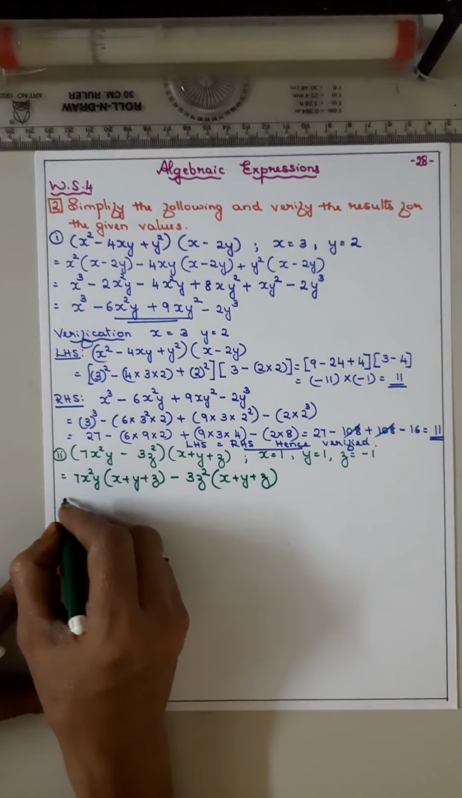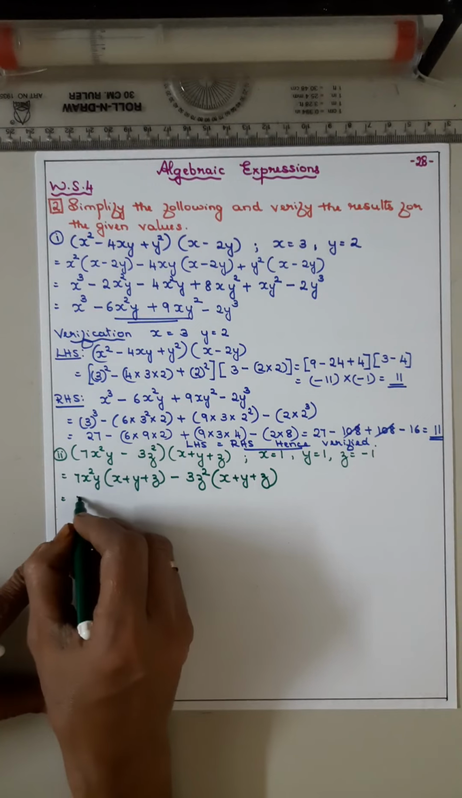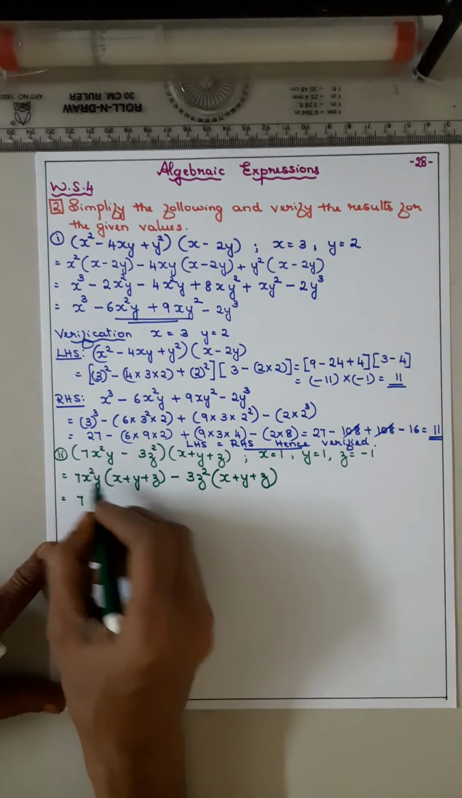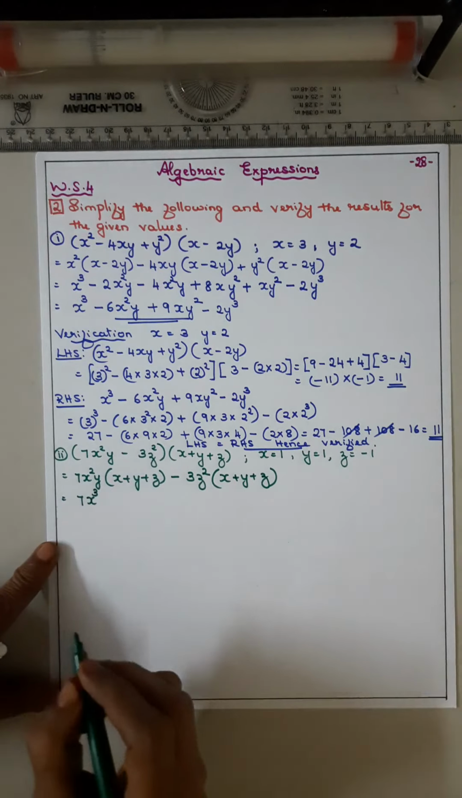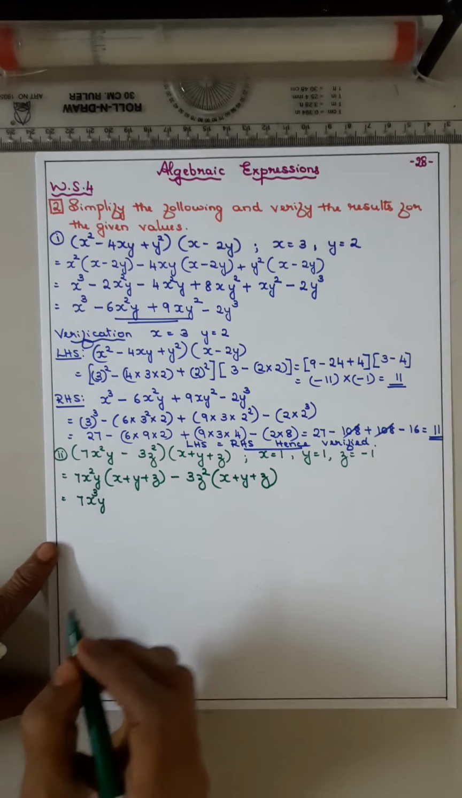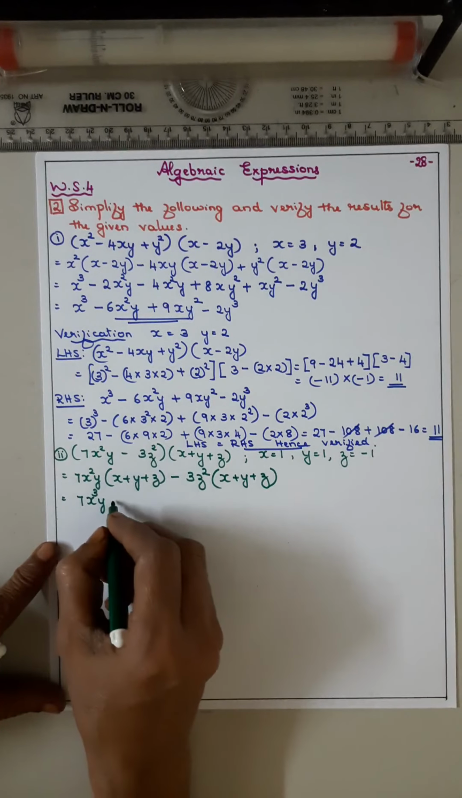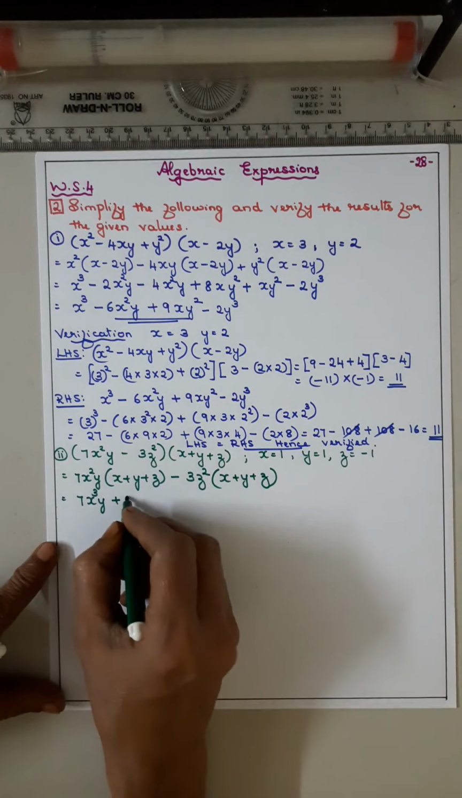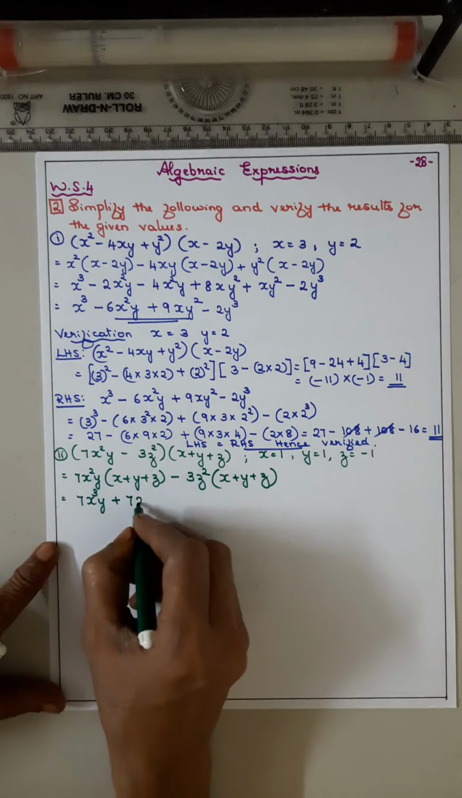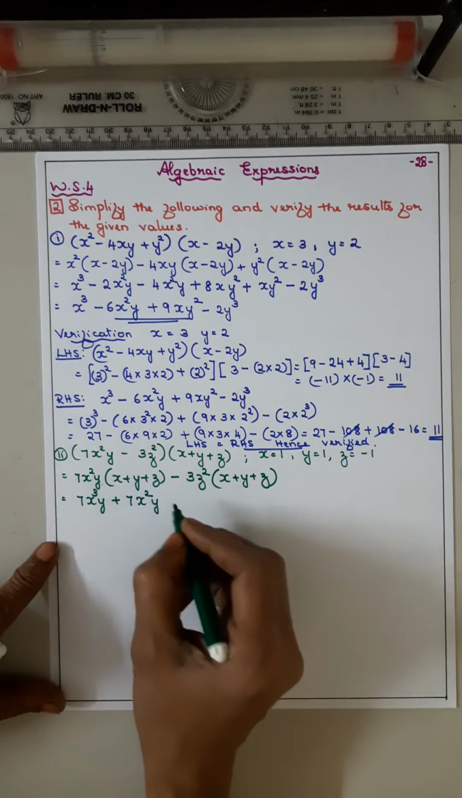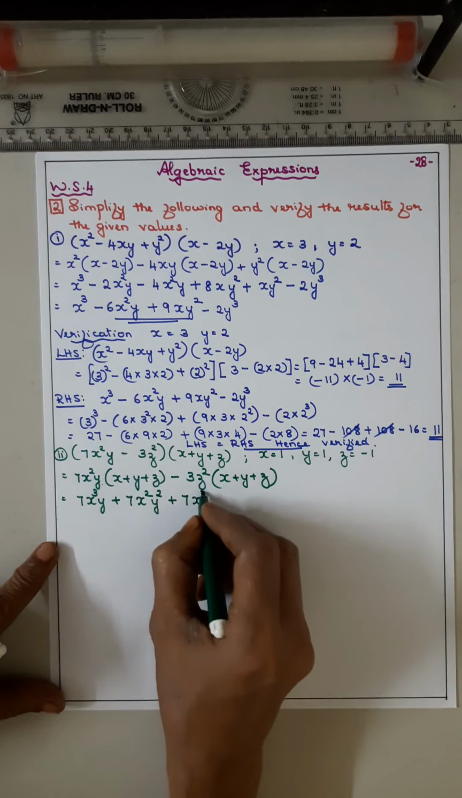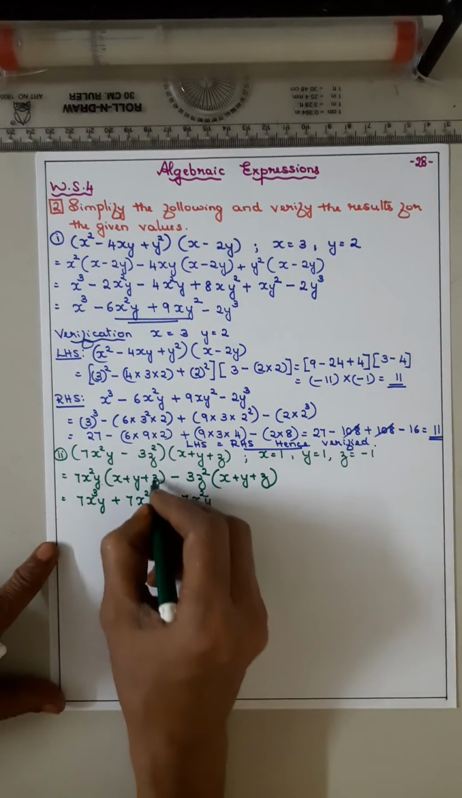Okay. Now 7 ones are 7. x squared times x means 2 plus 1, that is 3, x cube, and y only one time. Now the sign is plus. 7 ones are 7, x squared as it is, y and y, so y 1 plus 1, it is 2. Now the sign is plus. 7 ones are 7, x squared, then y and z.